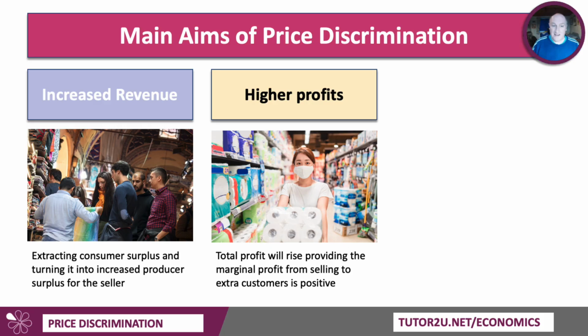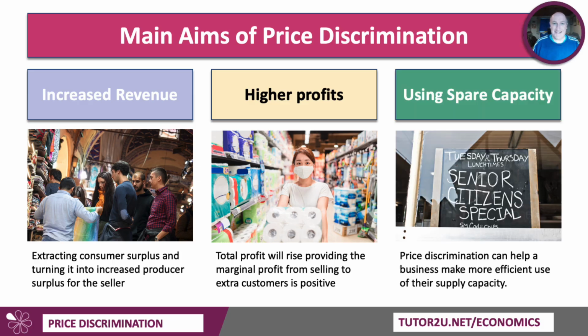2, make more money, higher profits. Now, with this strategy, as we'll see in a few minutes with our diagrammatic analysis, the total profit will go up, providing the marginal profit is positive. You sell to another consumer, you might even be selling at a low price, but providing that revenue is greater than the cost of selling to that consumer, you will make some positive marginal profit. So price discrimination is a way of making even more profit than the profit maximizing output.